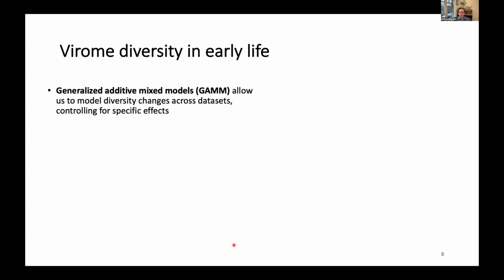So the first thing we wanted to do, we had these 1,800 samples, is to describe virome diversity in early life and get a more comprehensive overview of what that could look like. And whenever we were looking at diversity or some of the other metrics that I'll be presenting today, we used GAMs, which are generalized additive mixed models, as our approach to model a response variable, in this case diversity, across data sets while controlling for specific effects. So GAMs allow us to control for things like sex, birth mode, feeding status, the age of the infant, the cohort, things like that. So removing all these potentially confounding variables, what are we seeing in terms of trend?